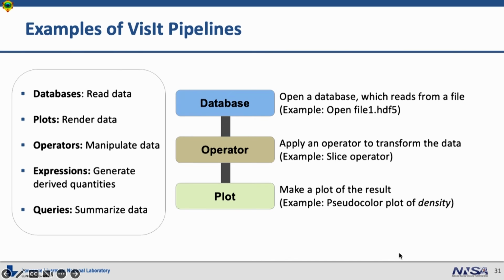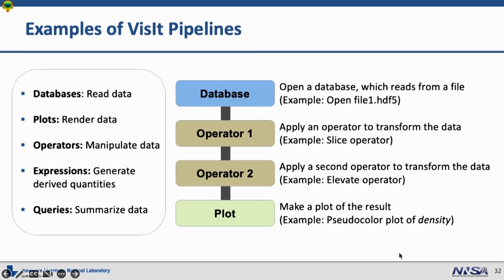Now, expanding upon this, we can add in an operator. If you have an operator, you can do things like slice. You had a 3D data set, but you only care about a plane. So we start with our database, we apply our operator, which takes a slice, and then we add a pseudocolor plot. Now we're not looking at a pseudocolor plot of a volume, we're looking at a pseudocolor plot of the slice that we pulled out. Makes sense. So we build these pipelines and we combine these capabilities to get what we're after.